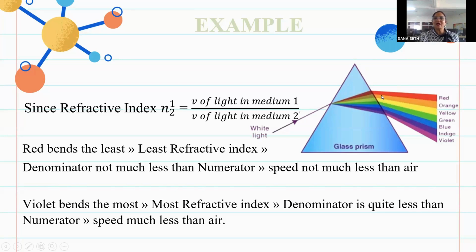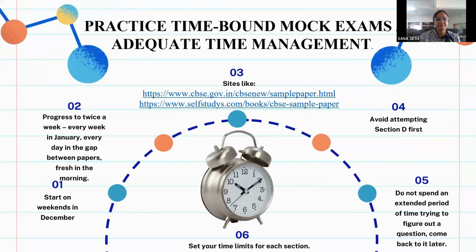So if I ask you, why does red light bend the least? So these are the things which should be there in your answer. Red bends the least. Why? Automatically means it experiences the least refractive index. Why least refractive index? Now explain. Use the formula and explain. That means the denominator is not much less than the numerator. That means the speed does not change much. Speed of red light does not change much. So this is how you go about explaining your answer.